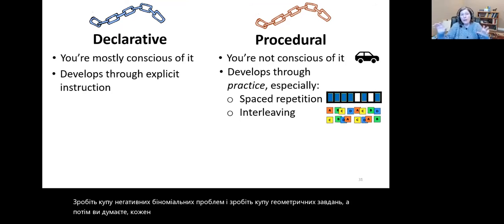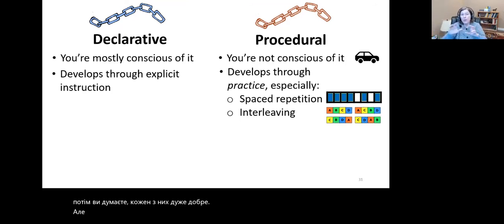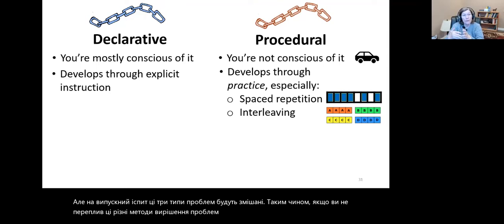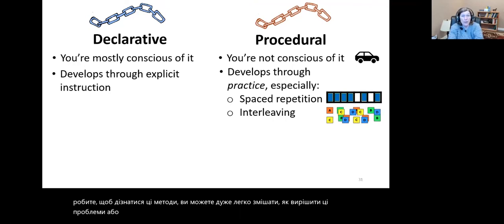But on a final examination, those three types of problems would be mixed up. So unless you interleaved those different problem-solving techniques in your original practice that you're doing to learn these techniques, you can very easily mix up how to solve those problems or what the appropriate technique for solving that problem actually is. So this is why it's so important to interleave, mix up whatever you're learning.